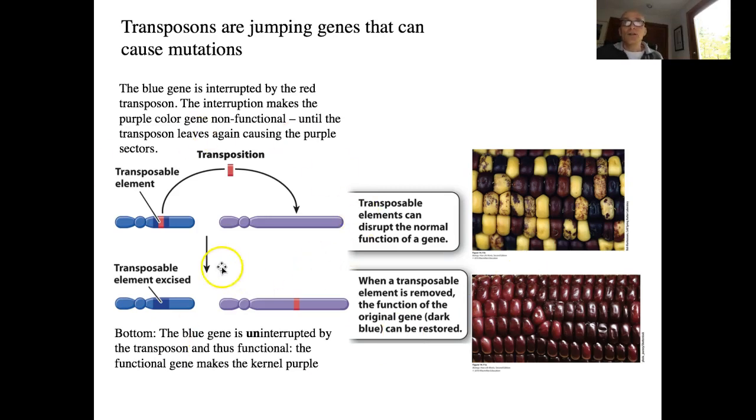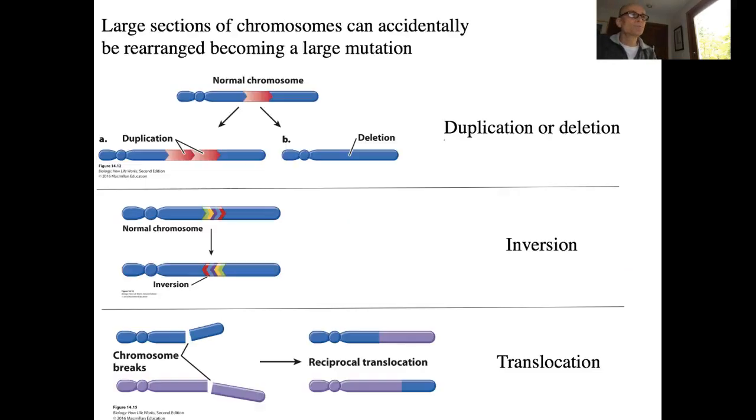So transposons are jumping genes that can cause mutations. They can actually also unmutate certain genes. And I'm only using the term unmutate. That's not something you'll find in the book.